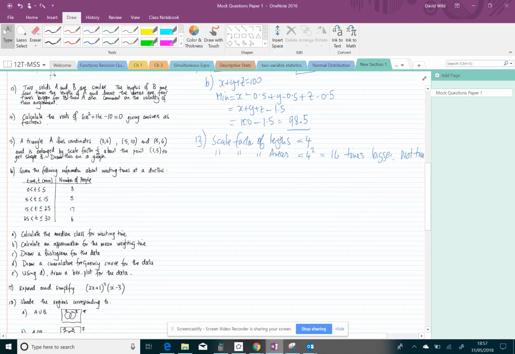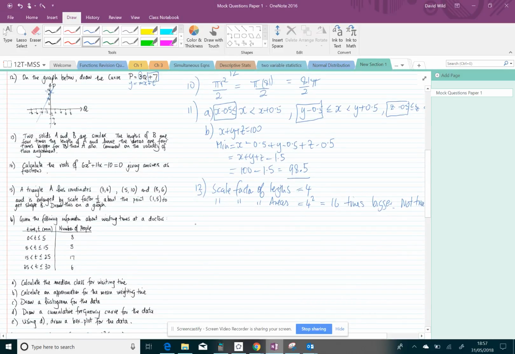Right, okay, next one, question 14. Calculate the roots of 6x squared plus 11x minus 10 equals 0. So we're going to factorize. Multiples of 10, well, we've either got 10 and 1, and multiples of 6 are perhaps 2x and 3x. Let's see whether that works. 2x times 3x is 6x squared. Here we've got 20 and 3, so that's not going to work. So 10 and 1 aren't going to work.